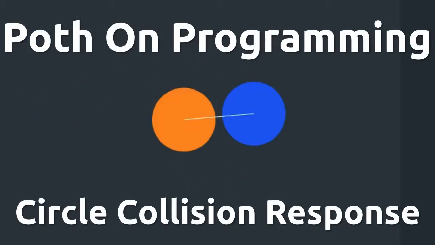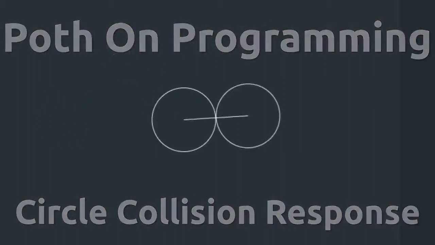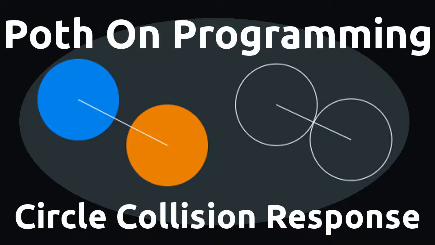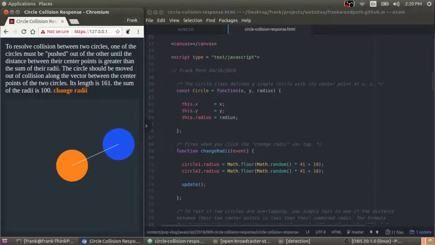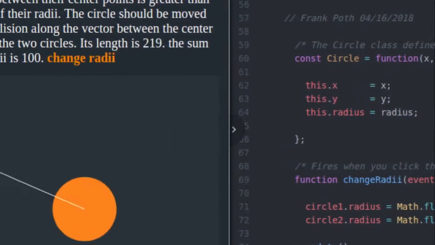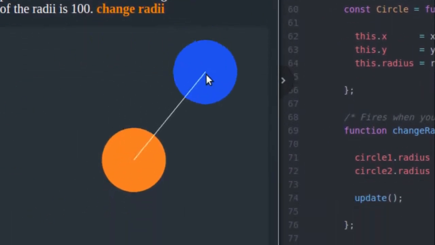In today's video, I'm going to show you how to do circle-on-circle collision response, so stay tuned to find out how it's done. Let's take a look at the example program and see what's actually going on to get these two circles to collide, and then we'll take a look at the collision response code that makes everything work.